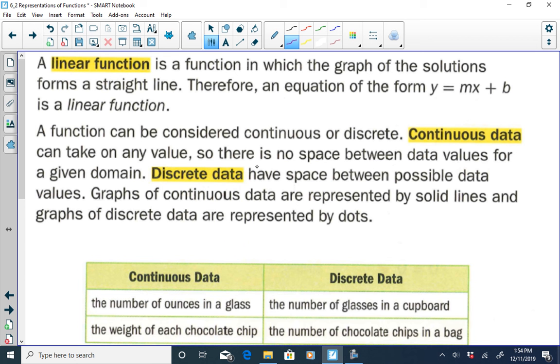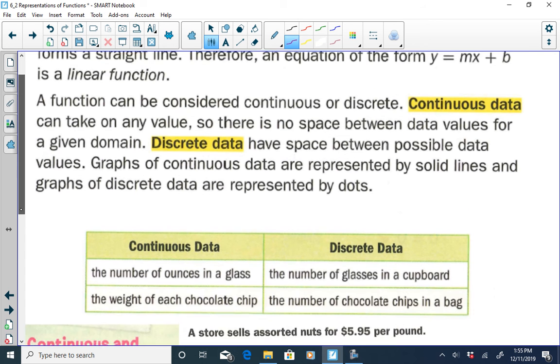A function can be considered continuous or discrete. Continuous data can take on any value, so there is no space between data values for a given domain. Discrete data have space between possible data values. Graphs of continuous data are represented by solid lines, and graphs of discrete data are represented by dots or points.